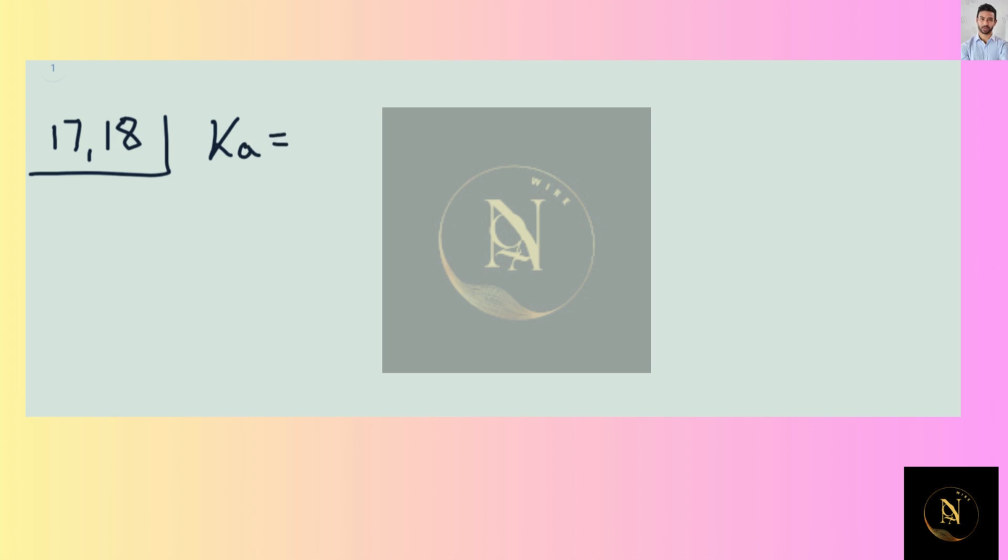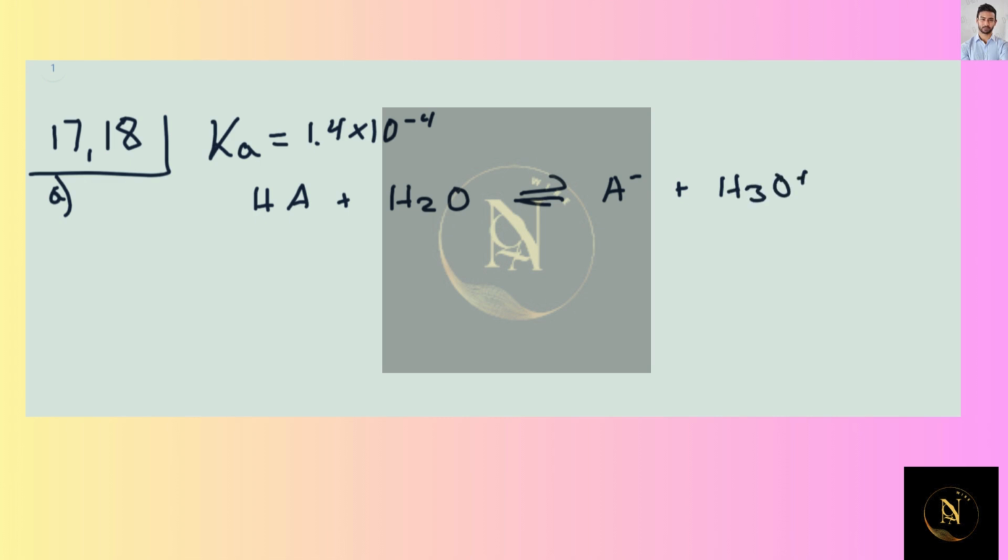So first, let's go ahead and write down the Ka, which we're given for lactic acid, and that's 1.4 times 10 to the minus 4. So since lactic acid is a weak acid, we can write an ice table. So we have our acid reacting with water to produce the conjugate base and hydronium. So we have our initial, change, and equilibrium.